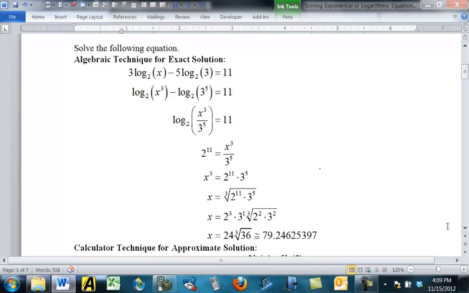2 squared is 4, 3 squared is 9, 4 times 9 is 36. On the outside, 2 cubed is 8, times 3 is 24. So we get 24 times the cube root of 36, which is the exact answer.